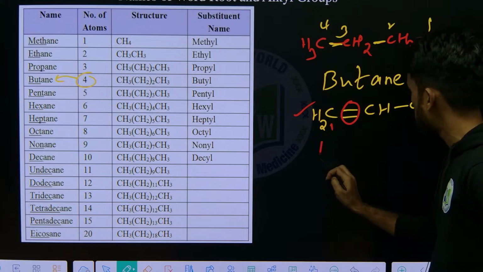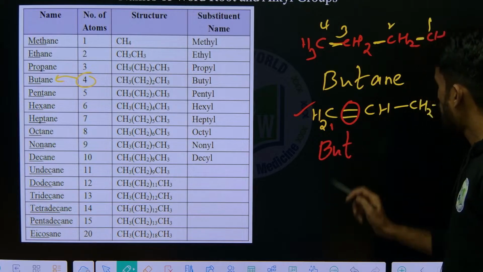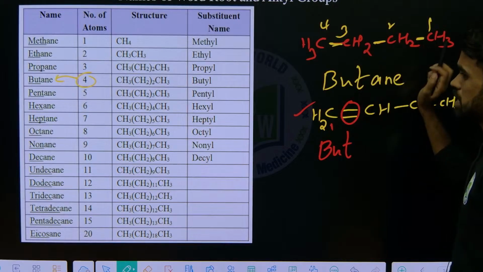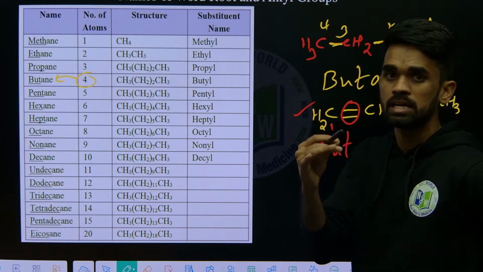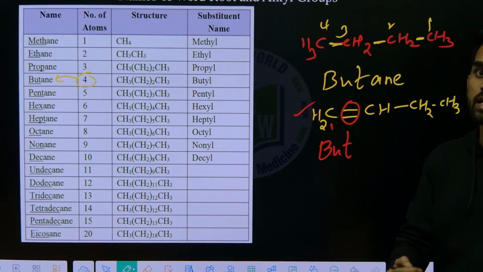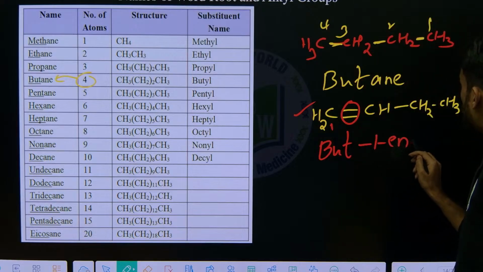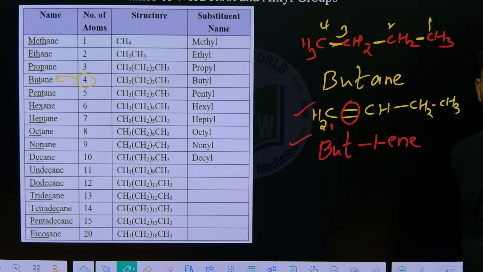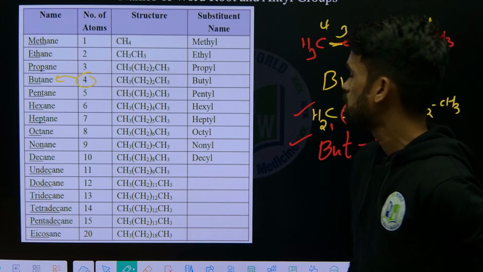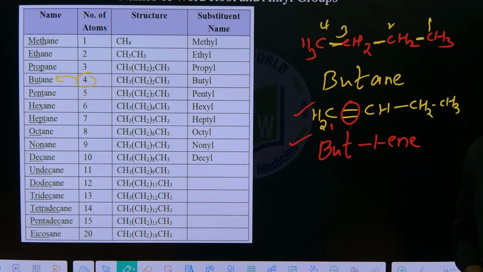So 4 carbons means but. And if there are only sigma bonds, single bonds, you should call it ane. If there is a pi bond, you should call it ene. So but-1-ene will be the answer for this particular question. I hope you got some basic idea on writing the IUPAC name of a compound.